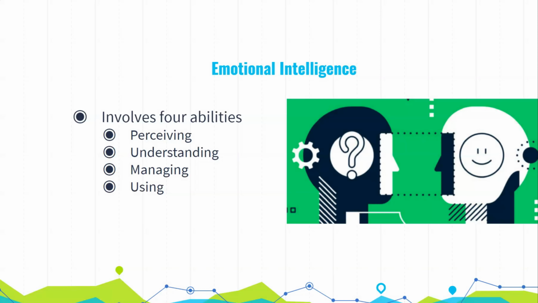Finally, let's discuss emotional intelligence. It involves 4 abilities. The first is perceiving emotions in other people and in yourself. Second, understanding emotions and being able to predict them. Third, managing emotions, so you know how to express them in different situations. Fourth and finally, using emotions to help with creative thinking.